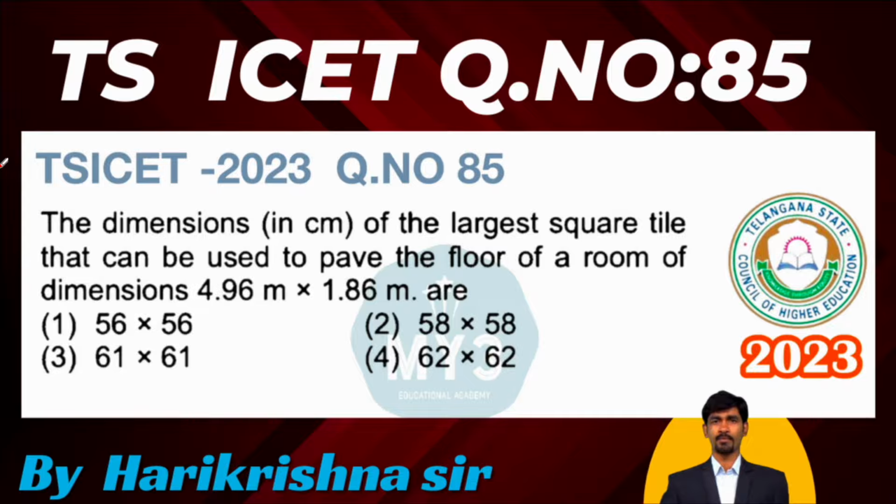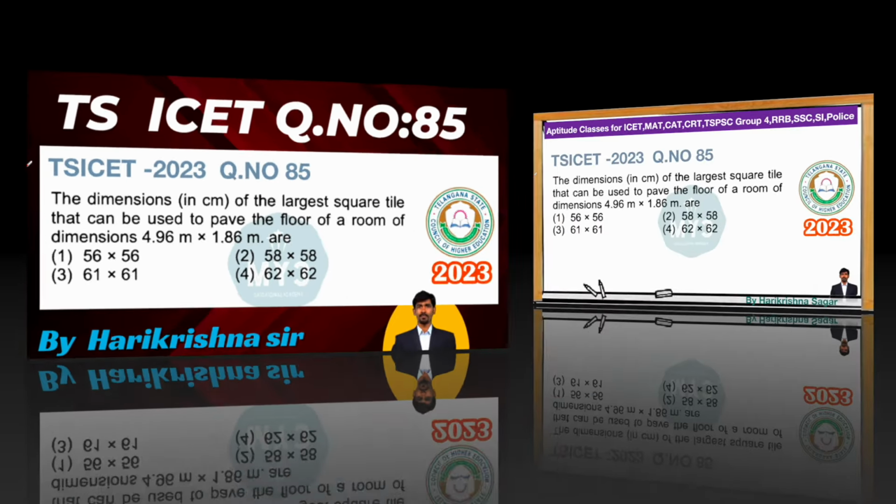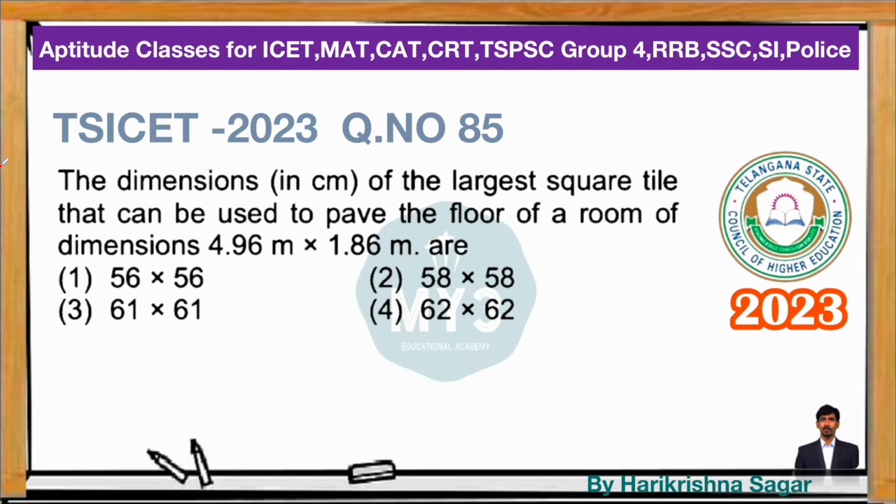I am Harikrishna. Let's look at the question which is given in TS ICET 2023, question number 85. If you observe this question, the dimensions of the largest square tile that can be used to plow the floor of the room with dimensions 4.96 meters by 1.86 meters. That means length and breadth are given, and we have the option choices here.